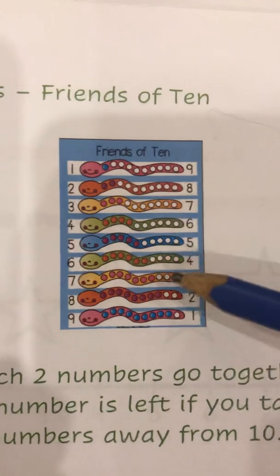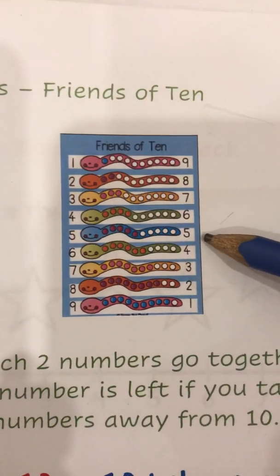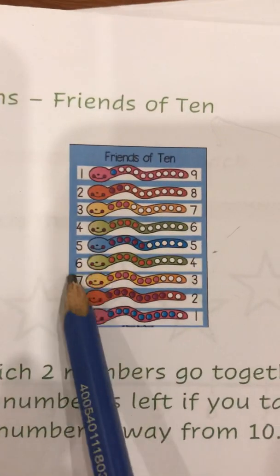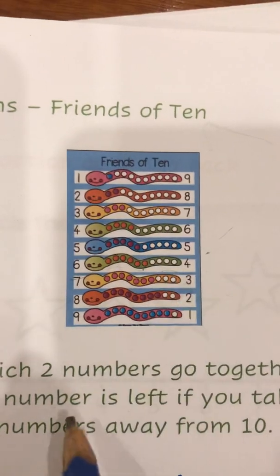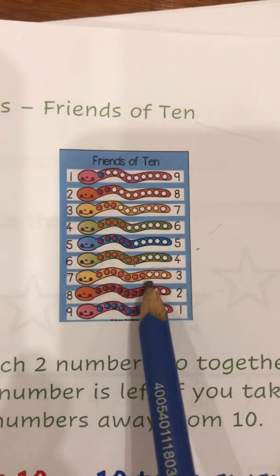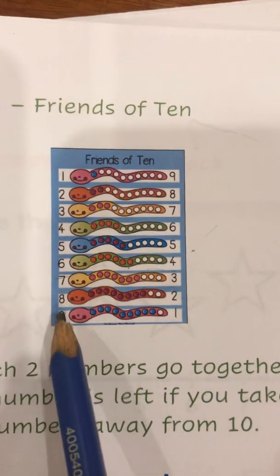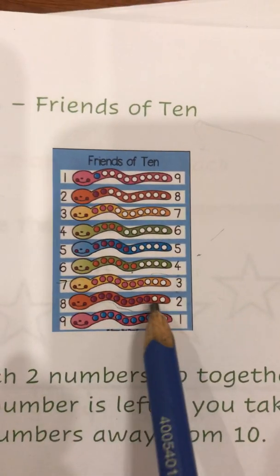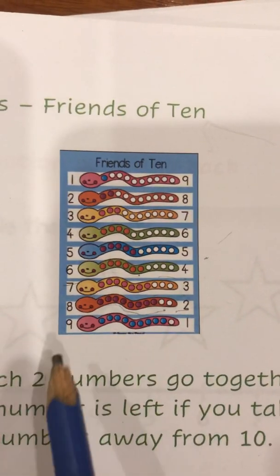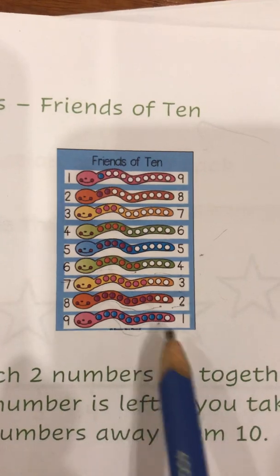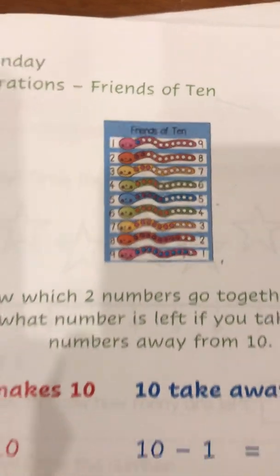5 and 5 make 10. 6 and 4 make 10. 7 and 3 make 10. 8 and 2 make 10 altogether. And 9 and 1 make 10 altogether.